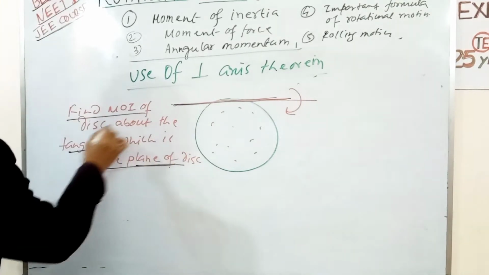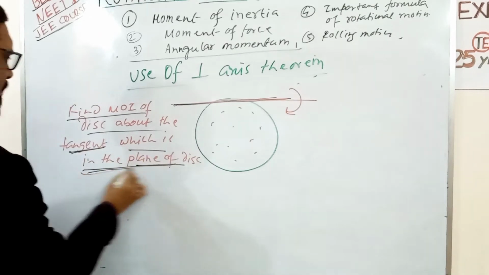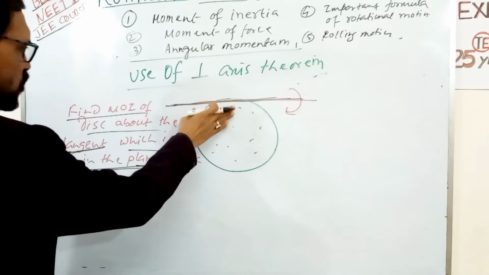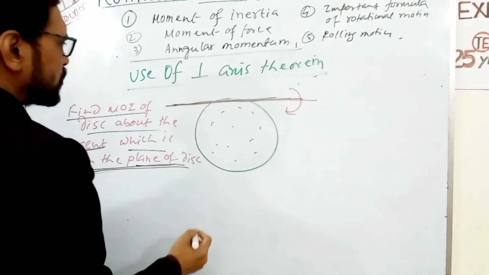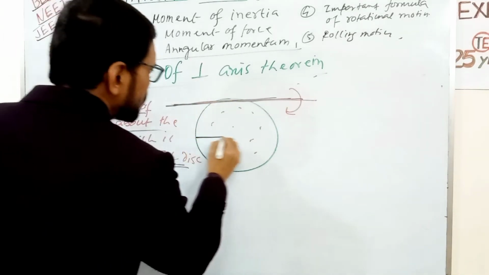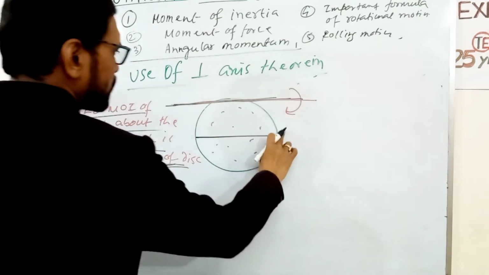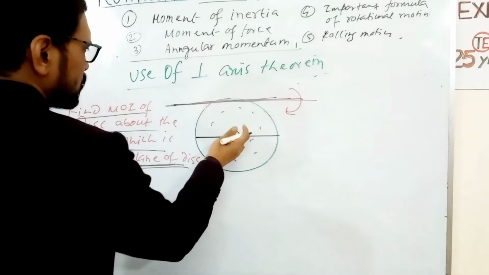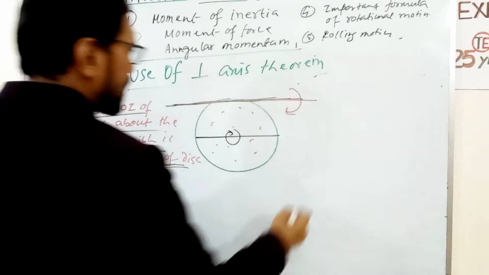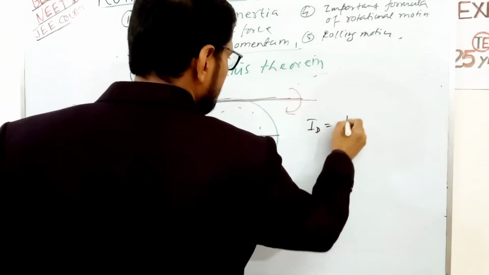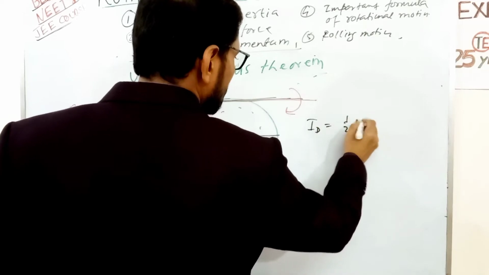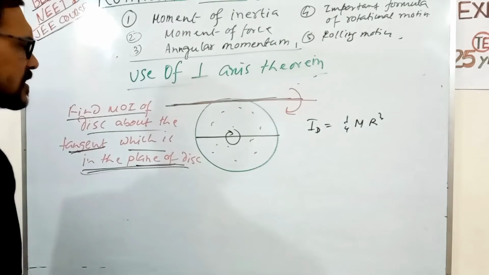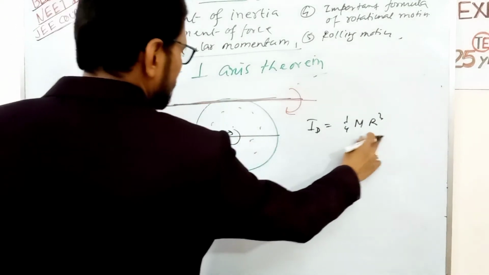Now find the moment of inertia of the disk about the tangent which is in the plane of the disk. So, this is the tangent which is in the plane of the disk. What is the moment of inertia? To find the moment of inertia about this point, we have to first find the moment of inertia about the diameter, then use the parallel axis theorem. So about the diameter, what is the formula? The formula is 1 by 4 mr square. I have derived the moment of inertia about the diameter previously.